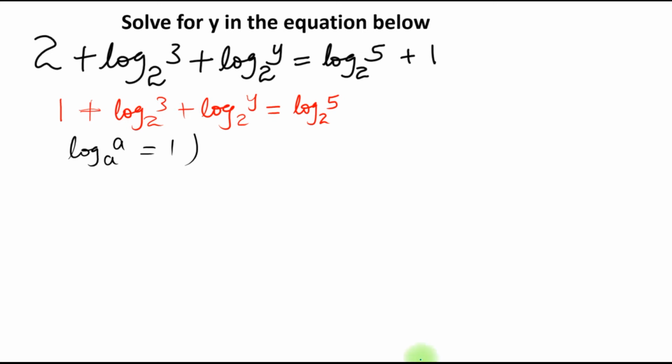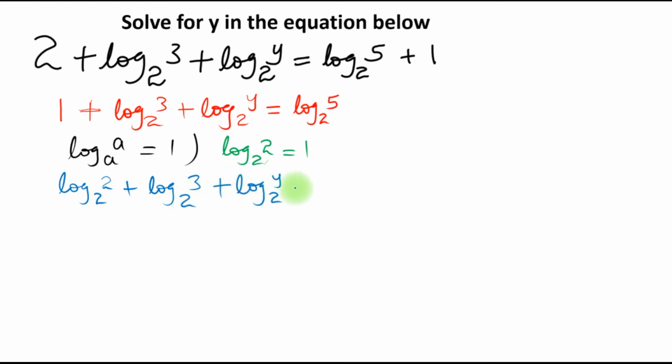This simply means that 1 can be written as log of 2 base 2, since log of 2 base 2 will be equal to 1. So that's what we are going to replace here. That will be log of 2 base 2 plus log of 3 base 2 plus log of y base 2 will be equal to log of 5 base 2.